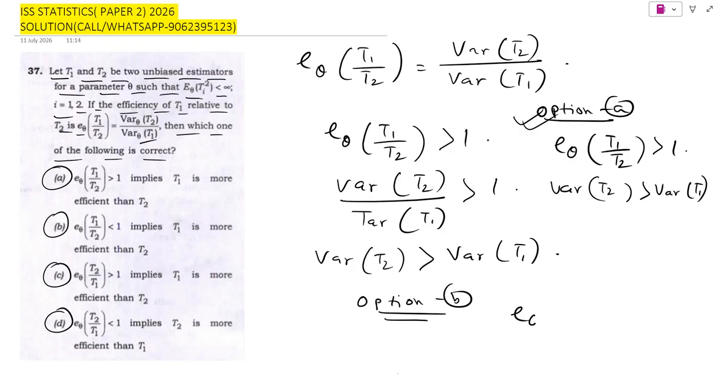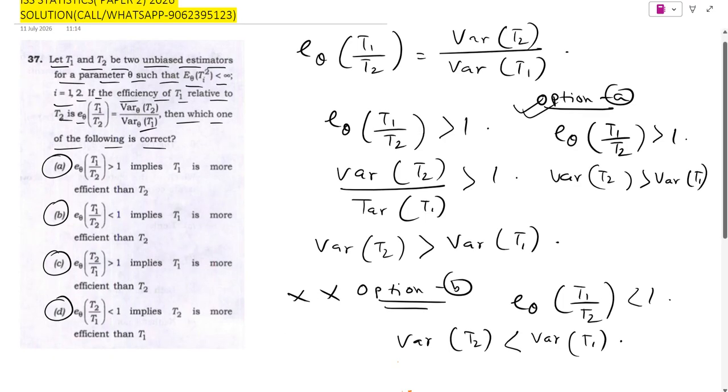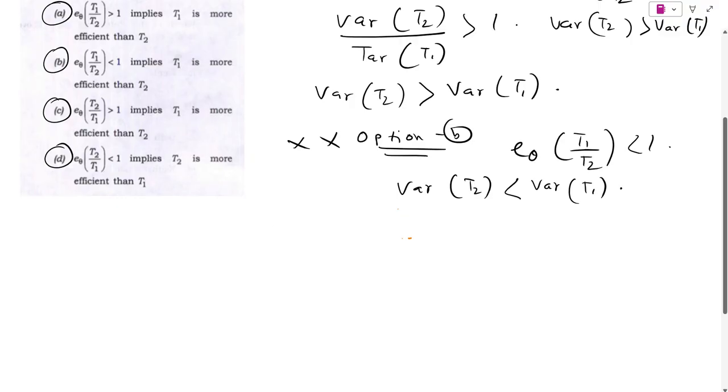Now come to option B. Suppose E theta of T1 by T2 is less than 1. Then variance of T2 is less than variance of T1. So this means T2 has the smaller variance. So T2, not T1, is more efficient, right? So this is incorrect.